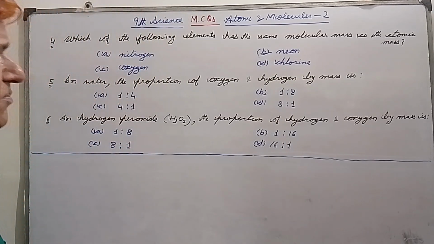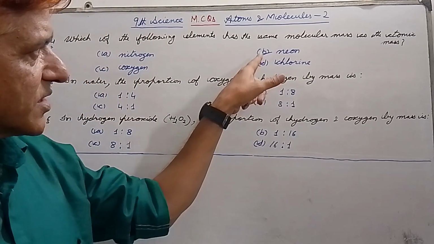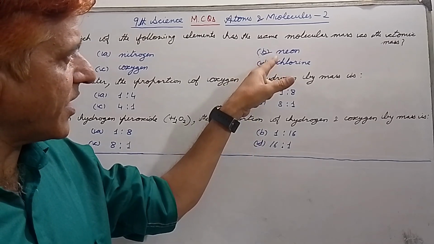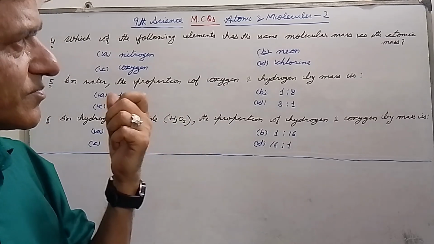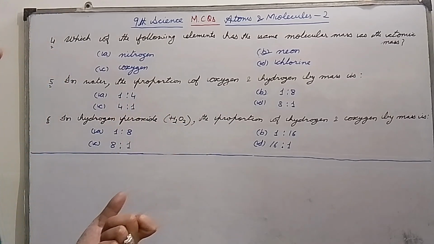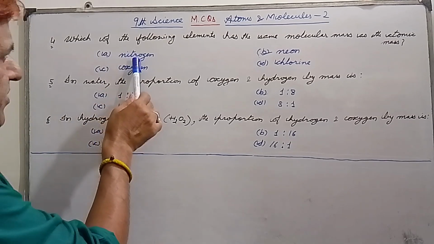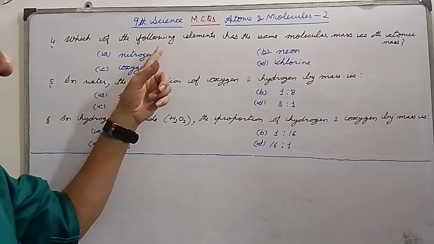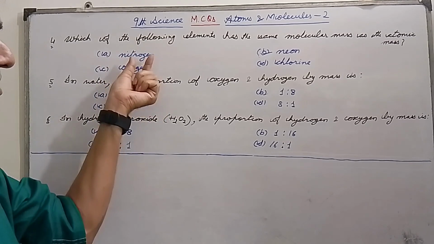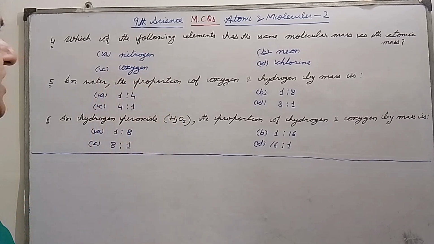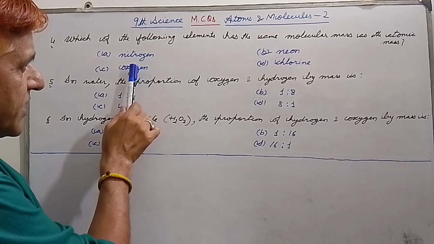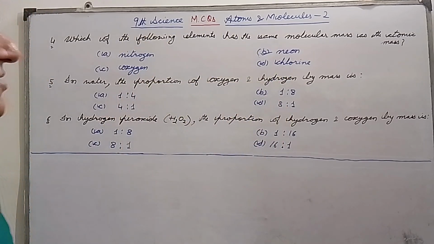So always remember that neon and such elements are called inert gases. So inert gases have the same molecular mass and atomic mass. So please remember this. Whereas the atomic mass of nitrogen is 14 u, the molecular mass of nitrogen is 28 u. Why? Because a nitrogen molecule has 2 atoms of nitrogen. Similarly, the atomic mass and molecular mass of oxygen and chlorine are also different. So B is the correct option. Question number 5.